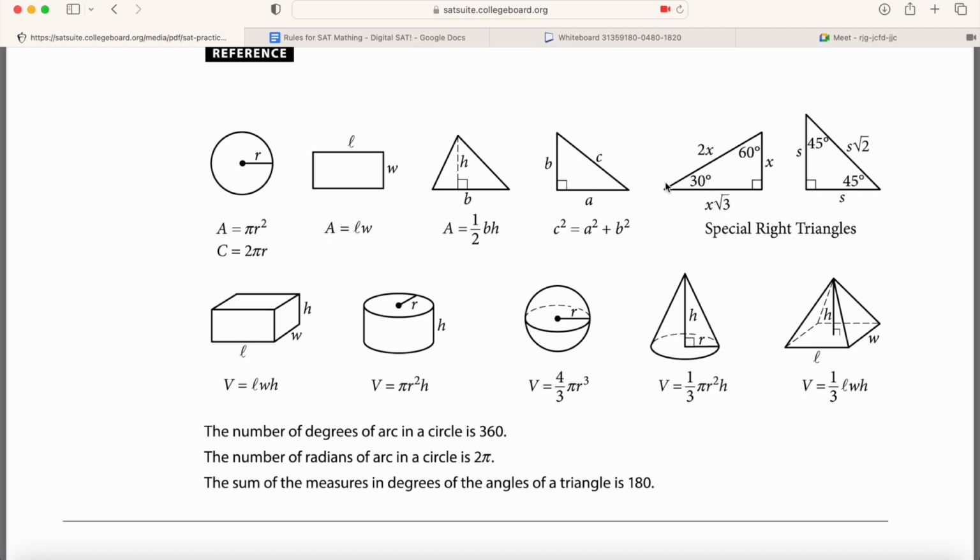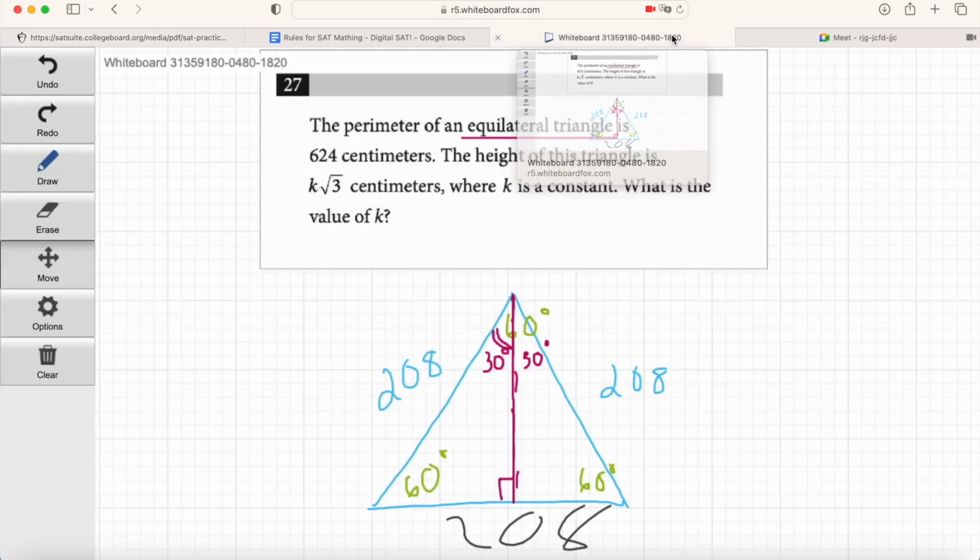So if x is 1, then that smallest side would be 1. The hypotenuse, the longest side, would be 2. And if x is 2, then that middle side would be 2 times the square root of 3. Does that make some sense? Okay. Well, let's go back to the question here. We're going to need to know those ratios.